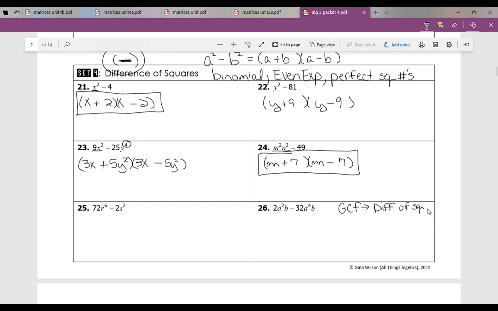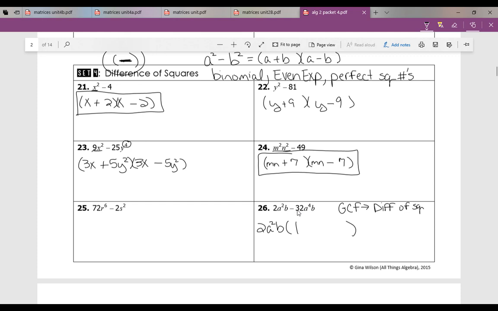Do you agree that both terms have a 2 in common? Okay. Do they both have A's? Smallest exponent would be a 2. They both have a B, so I'm going to take that B. 2 divided by 2 is 1. When I subtract the exponents, I just get a 1. That's all I get. Do y'all agree?